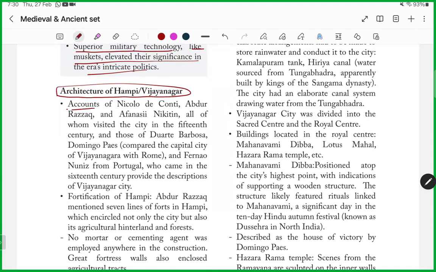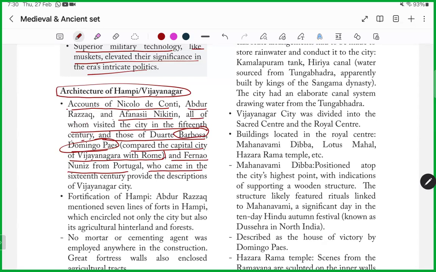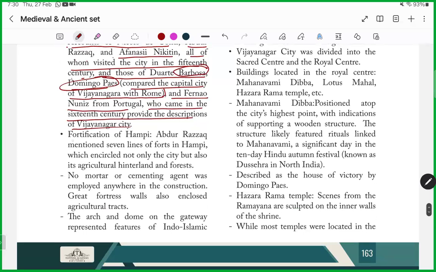So according to the accounts of Nicolo de Conti, Abdul Razzak, and Afanasy Nikitin, all of whom visited the city in the 15th century, and those of Duarte Barbosa and Domingo Paes, they compared the city of Vijayanagar with Rome. Okay, so it's important. Barbosa and Domingo Paes were the two foreign travelers who compared the capital city of Vijayanagar with Rome, and Fernao Nuniz from Portugal, who came in the 16th century, provided descriptions of the Vijayanagar Empire.